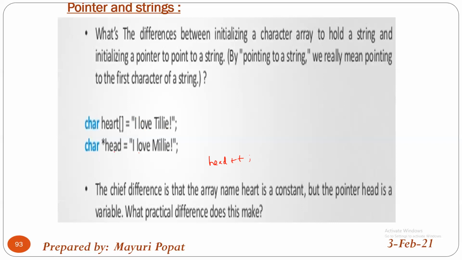Here head is a character pointer. It can first point to I, then to the white space, then to L, O, V, E. So I can do head plus plus here, but I cannot do heart plus plus. If I do heart plus plus, then it is wrong. Why? Because heart is the name of the array, and the name of the array is always a constant pointer to its base address. So heart will always store the address of the letter I.